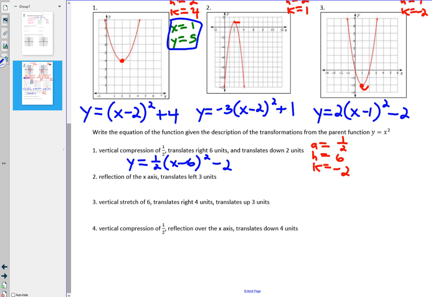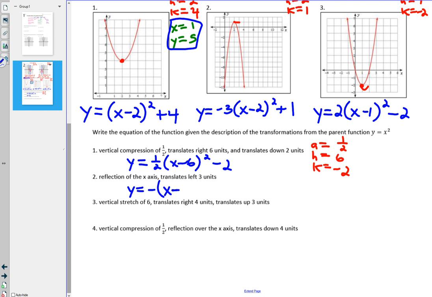Somebody want to give me number 2? You did it already, Caleb? Oh, and you got some competition. What'd you get, Caleb? A equals -1. Say it again? A equals -1. No, but I want the equation though. Oh, y equals -1. Okay, but we're not gonna write the 1. That'd be silly. Negative, and then parentheses x minus 3.